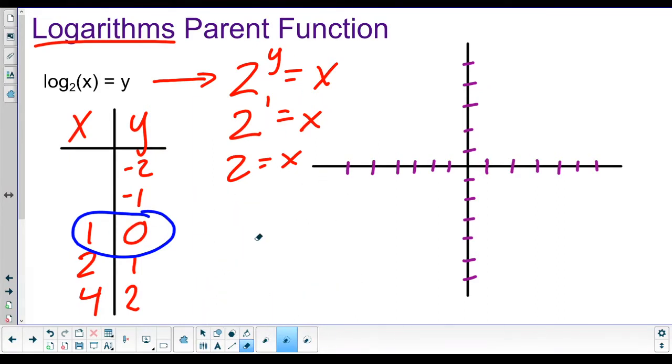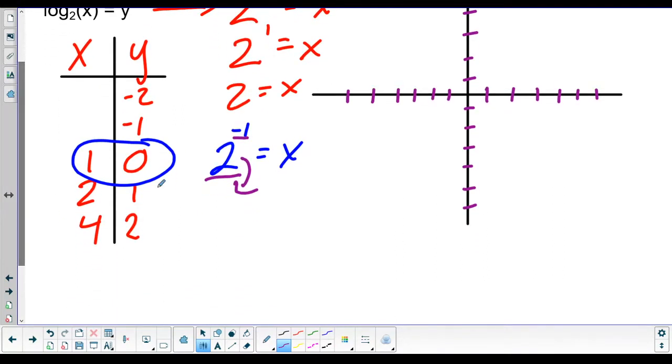Now let's think about what happens if we plug in these negatives. If we have -1, 2 to the -1 power equals x. For negative exponents, the way we handle this is we take the base and the exponent, move them to the denominator, and make the exponent positive. So what that would look like for us here is 1 over 2 to the first power is x. So x is just 1/2.